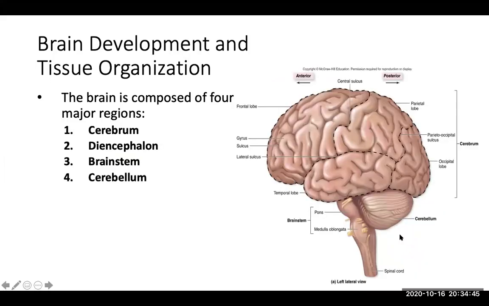Hi, anatomy students, and welcome to chapter 15. This is on the anatomy of the brain and spinal cord.